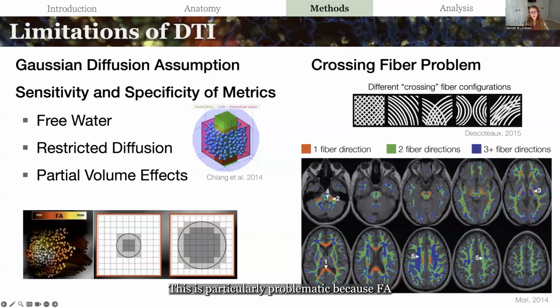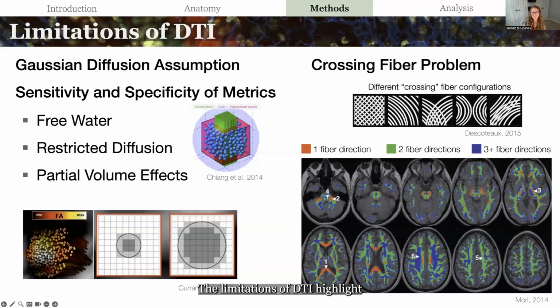This is particularly problematic because FA is often used as a proxy for white matter integrity, and misinterpretations can lead to incorrect conclusions about someone's health or pathology of the tissue. So it's really important that we know this is an issue it has, because otherwise these misinterpretations are made and can have vast implications.